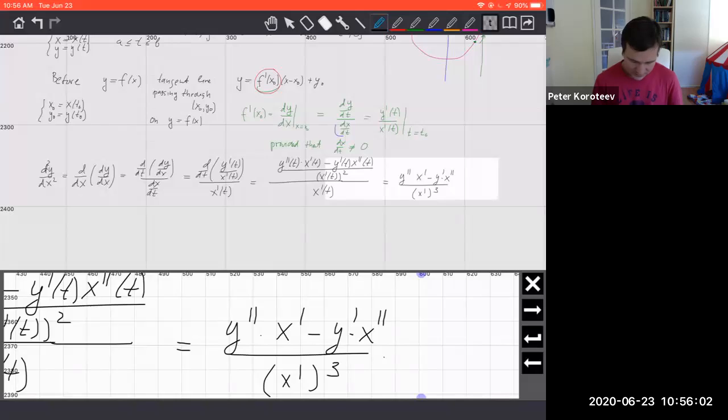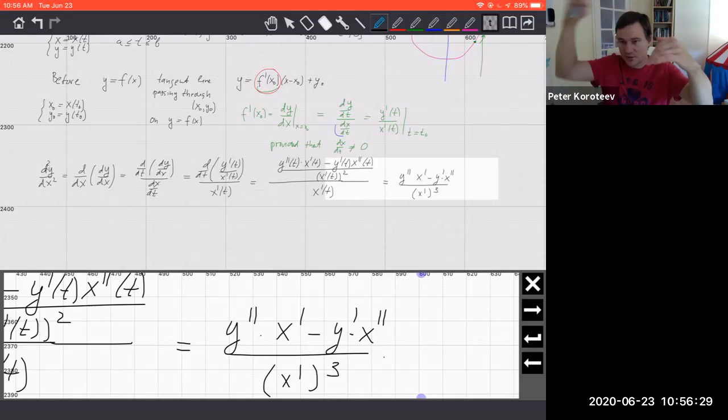So now we can see here that all functions are functions of t. So if you know the explicit formula of x of t and y of t, you can calculate the second derivative. So we can use this to study concavity properties, like if the curve is concave up or if it's concave down. Good.